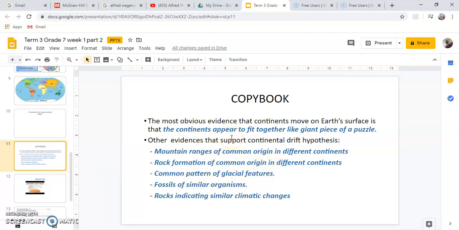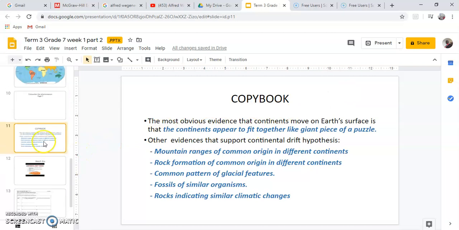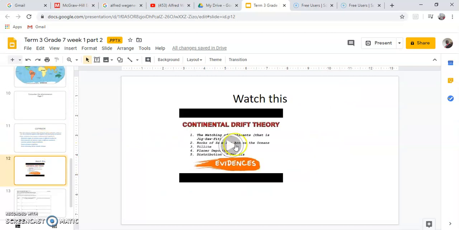You are going to take your copybook, write down the objective, and write down this point in your copybook. So quickly now, before we end the lesson, let's start to watch the video to see what we have. I think the video is not playing. Just 1 minute.